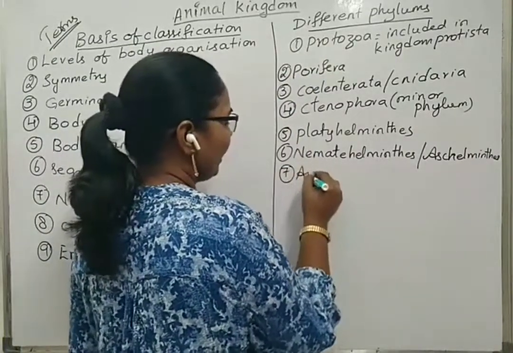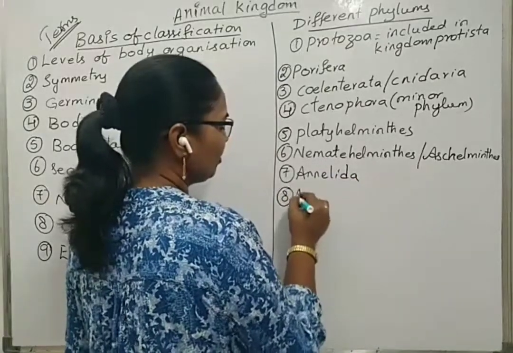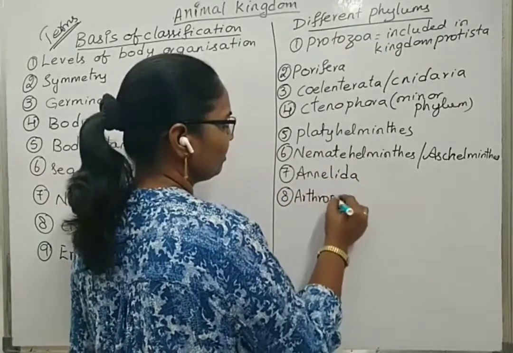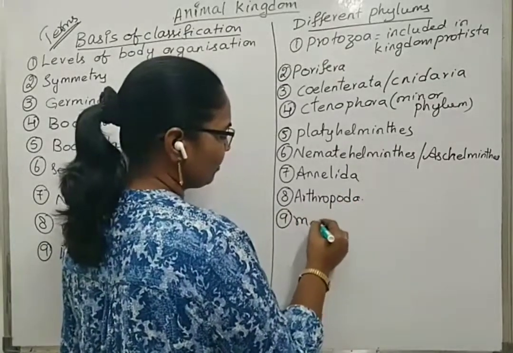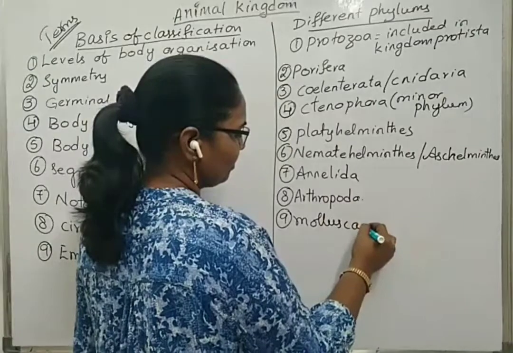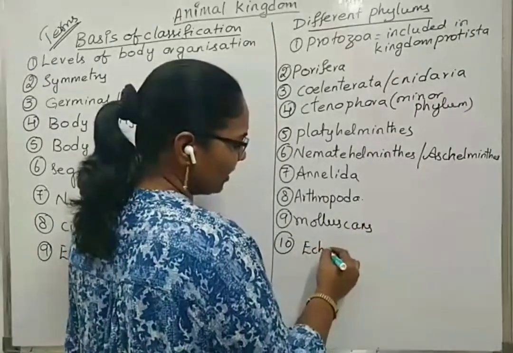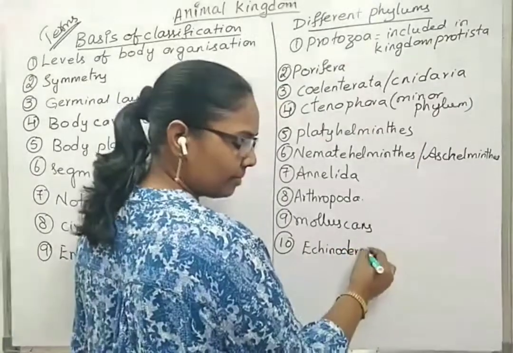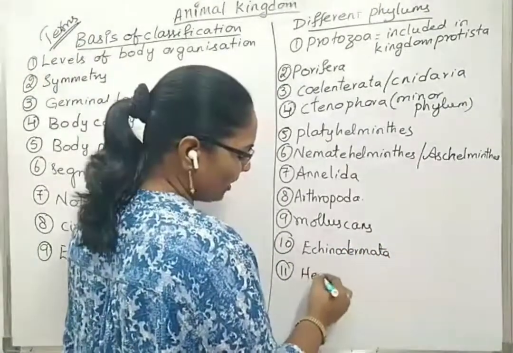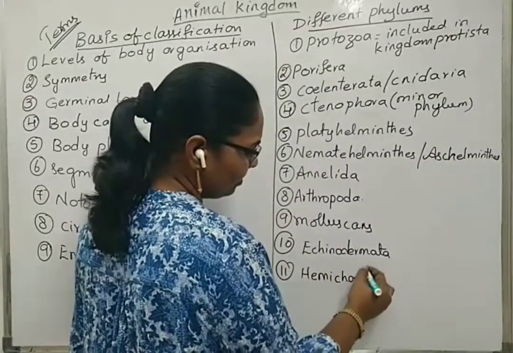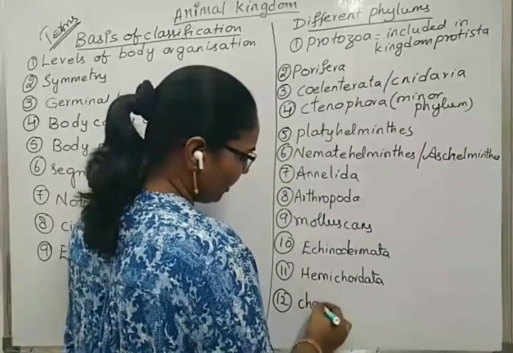Next one is Annelida. Next is Arthropoda. Next, Mollusca. Next, Echinodermata. Next, Hemichordata. Last one, Chordata.